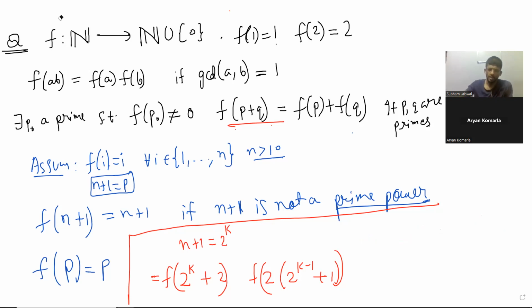So these functions are called multiplicative functions. And if you remove that GCD, I think it's called totally multiplicative. Yes, totally multiplicative.